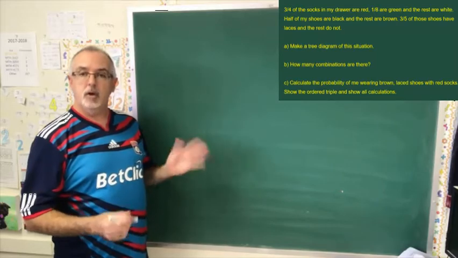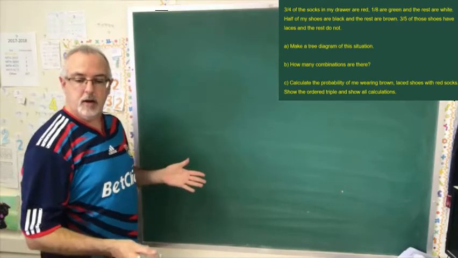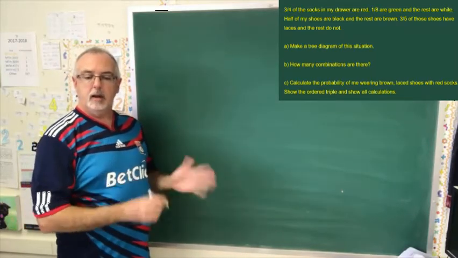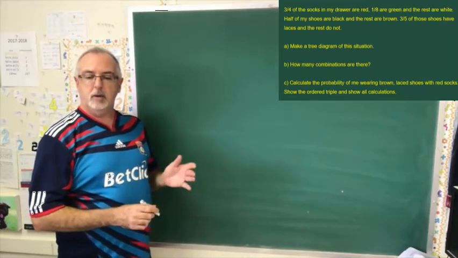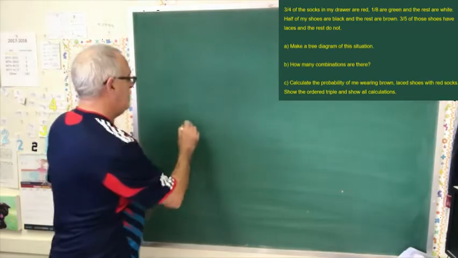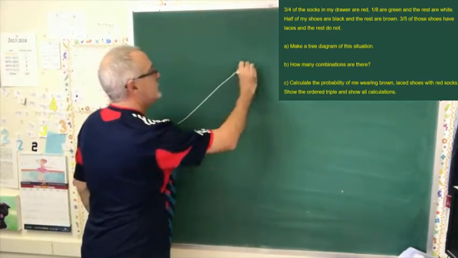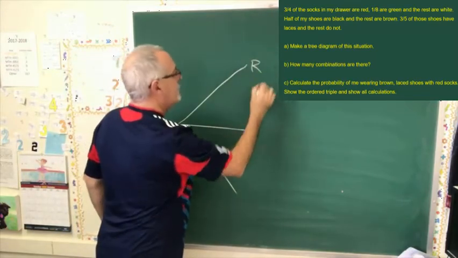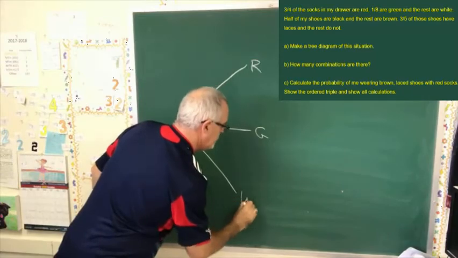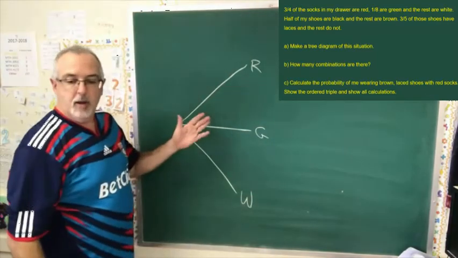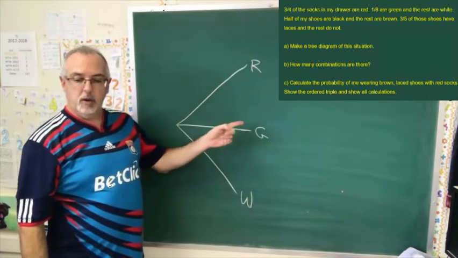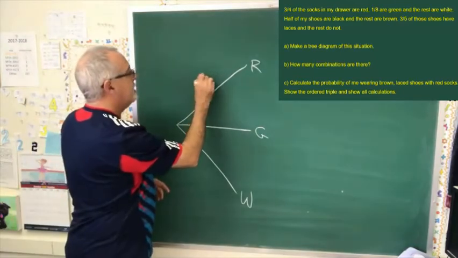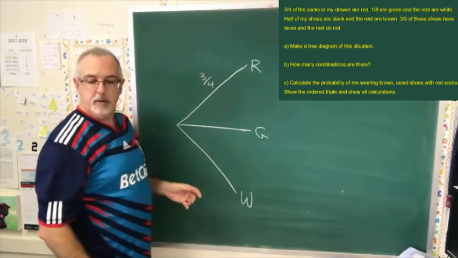The first thing is to draw the tree diagram, and I'm going to start by doing the colors of the socks. So we have red, green, and white. I'm drawing 3 branches, and I'm labeling them R, G, and W. Then we have fractions that go with these. 3/4 are red, so I have to write the 3/4 fraction here.